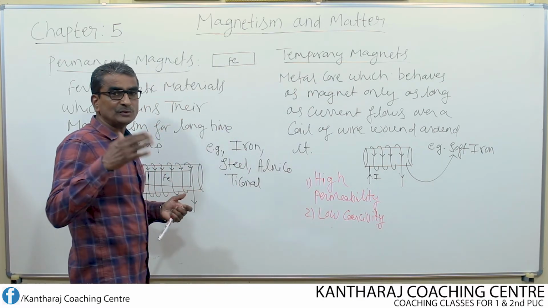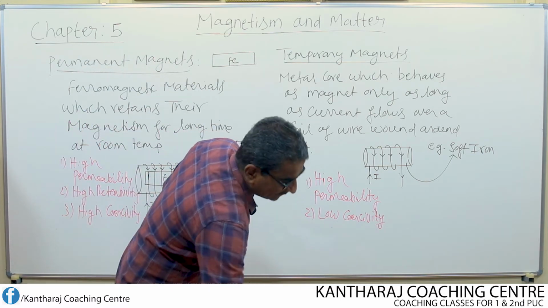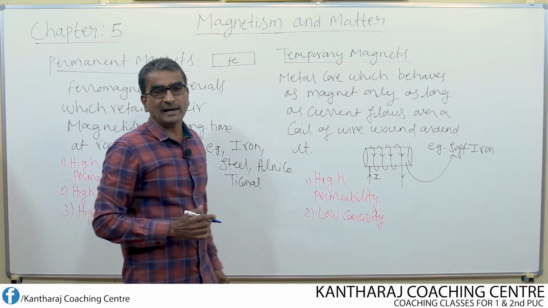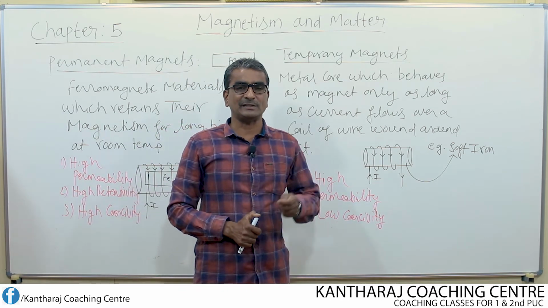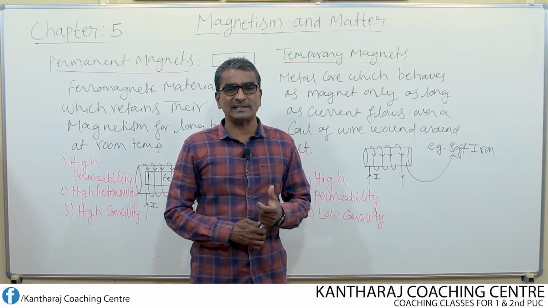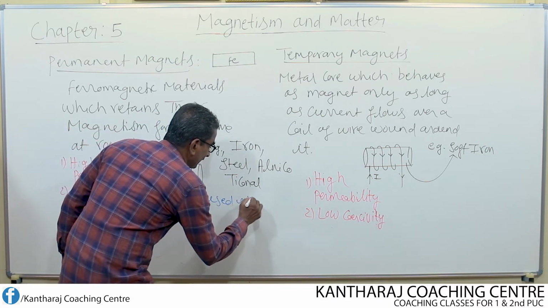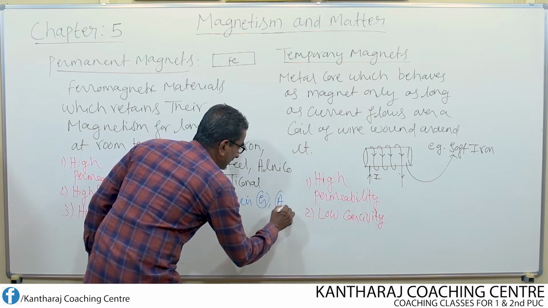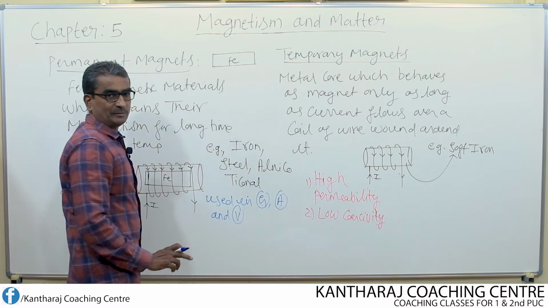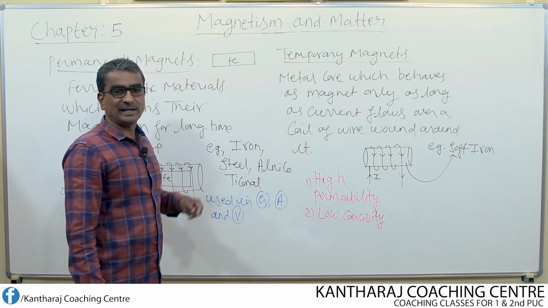Then coming to the uses of permanent magnets as well as temporary magnets. Permanent magnets are used in measuring devices, current measuring devices and voltage measuring devices. What are the current measuring and detecting devices? Galvanometer. So they are used in galvanometers, ammeters and voltmeters. G for galvanometer, A for ammeter and V for voltmeter. In the manufacturing of these, permanent magnets are very essential.